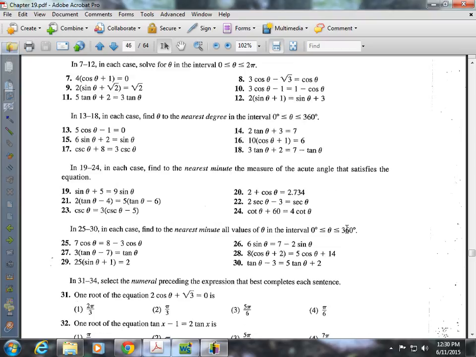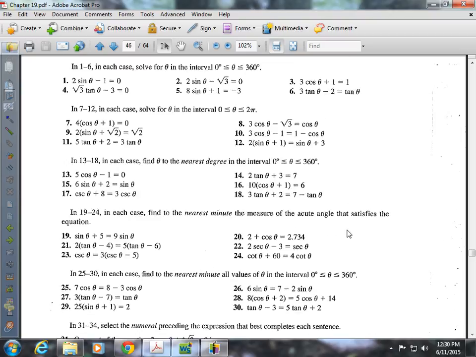Up into number 3 then. They wanted these in degrees. What are the two angles that work in number 3? 90 and 270 are the answers for number 3. How about number 6? 45 and 225 are correct. 90 and 270 for 3, 45 and 225 for 6.